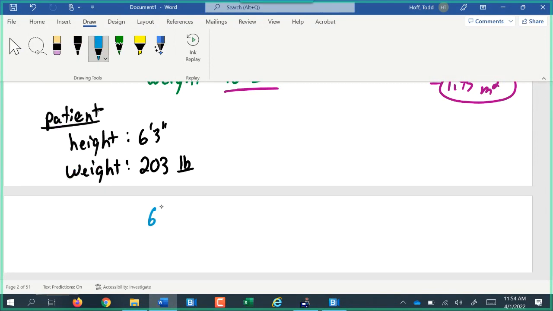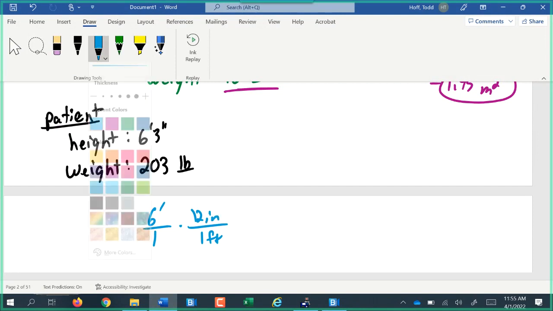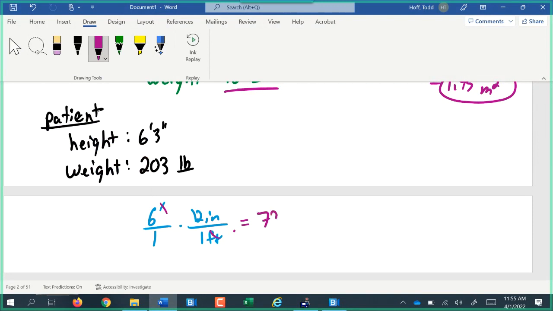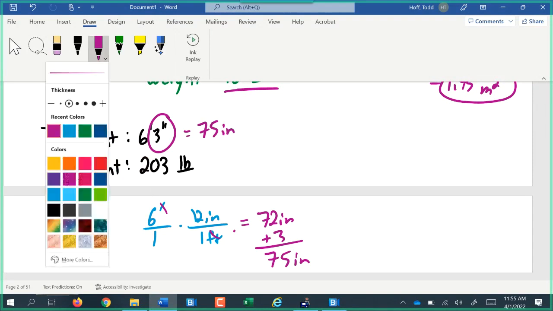To do that, we take the 6 feet and we convert it into inches. We have 1 foot on bottom, so that cancels out, and 12 inches on top. So 6 times 12 is 72 inches. The feet cancel out. But we do have to add back in the other 3 inches that were there. The 72 inches is just the 6 feet, plus the other 3 inches gives us 75 inches. So this is a height of 75 inches that we're going to be using in our formula.